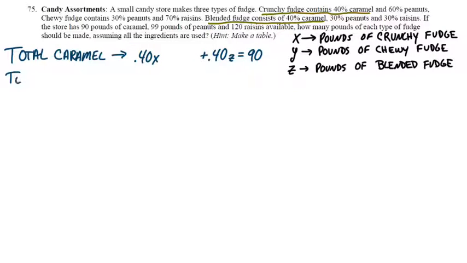How about the next ingredient here, peanuts? The crunchy fudge X had 60% peanuts, plus the chewy fudge Y, 30% peanuts, plus 30% peanuts in the blended fudge. And the total number of peanuts that all this has to add up to at the end of the day is 99 pounds. So I'm going to say equals 99.